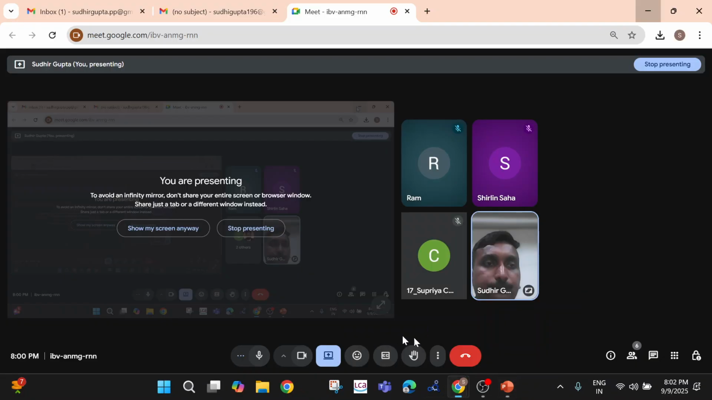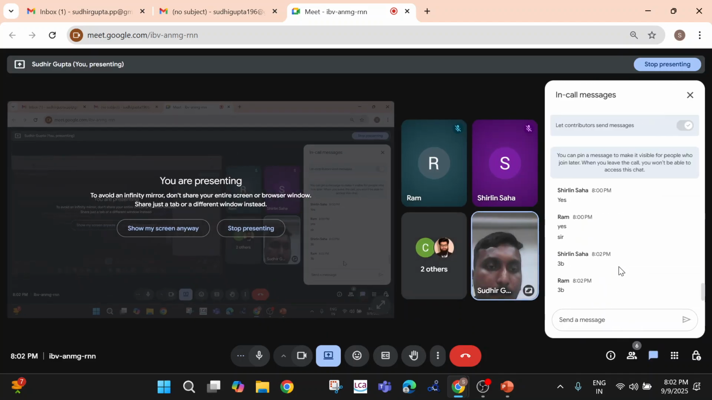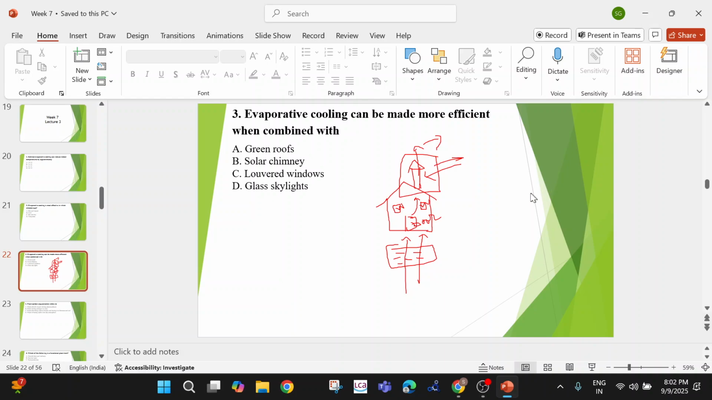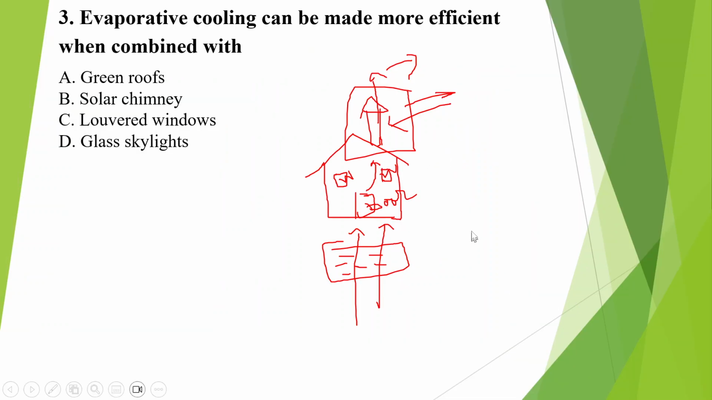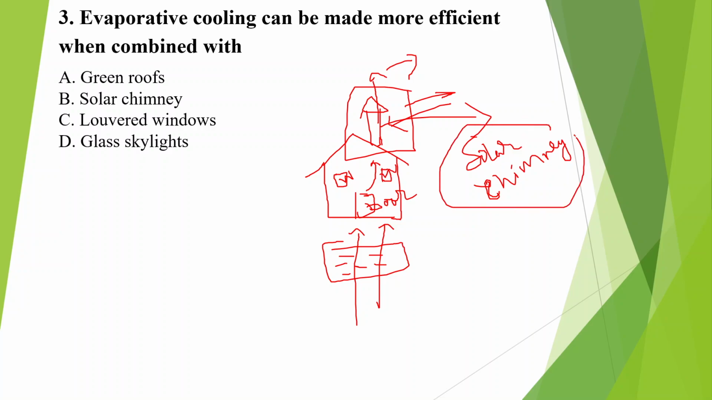Let's see how many of you have answered. Yeah, so most of you have opted for option B, solar chimney, and all of you are correct that this is our solar chimney. So whenever you are incorporating or combining your evaporative cooling with solar chimneys, they will help you increase the efficiency of your evaporative cooling. Okay, then let's move to the next question.